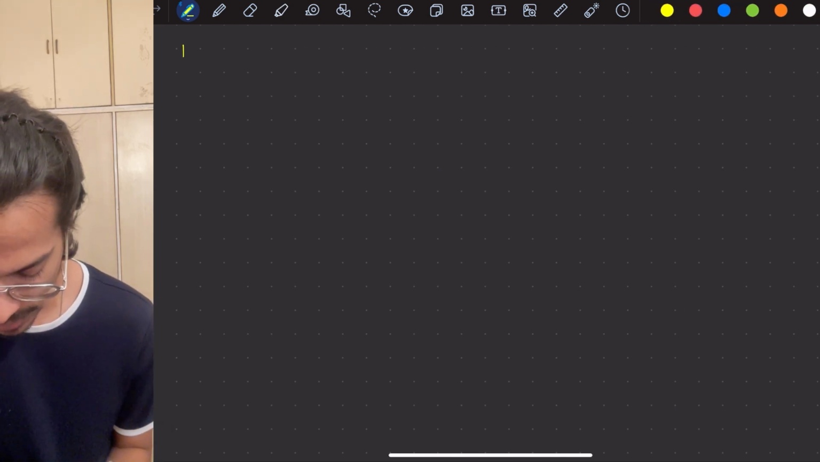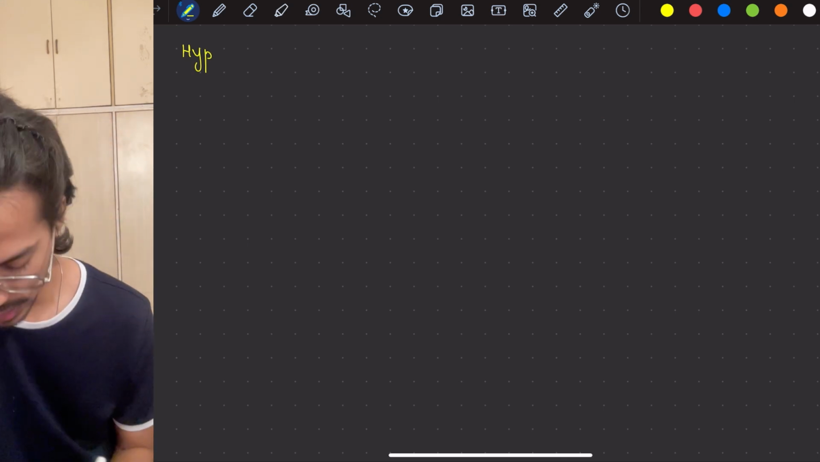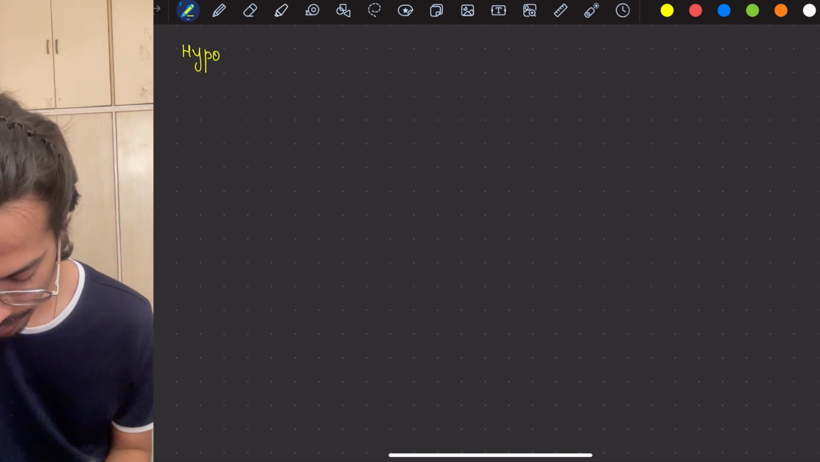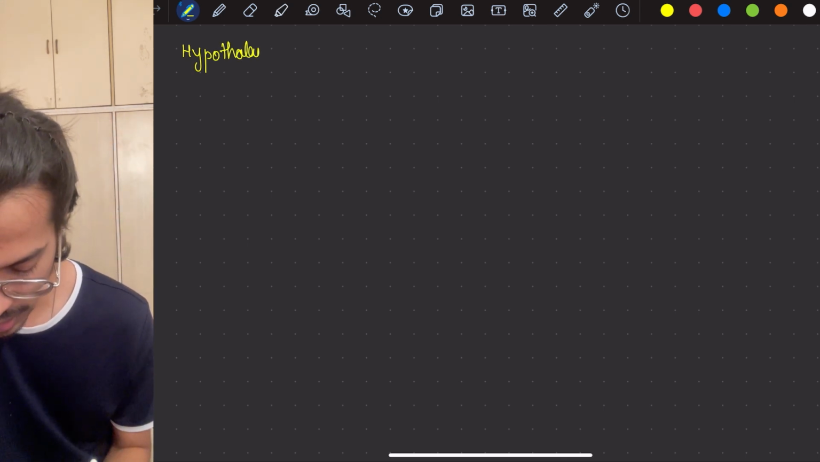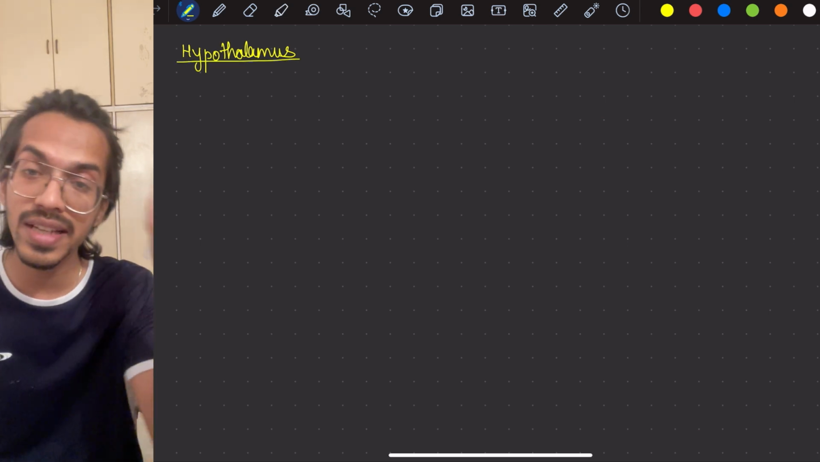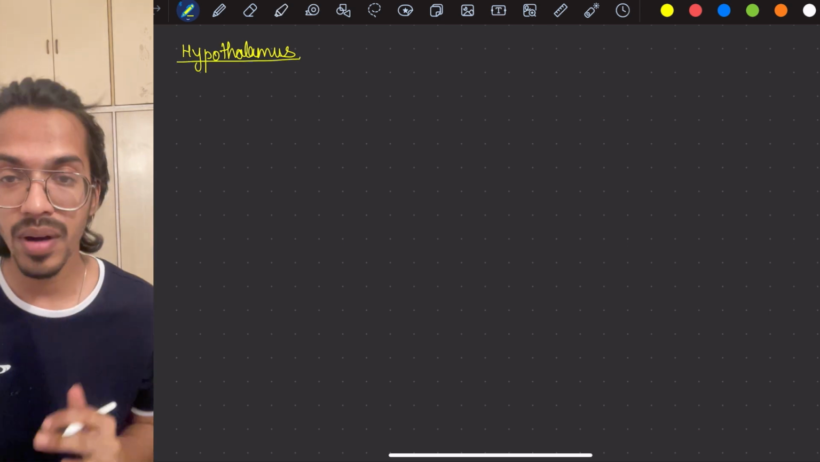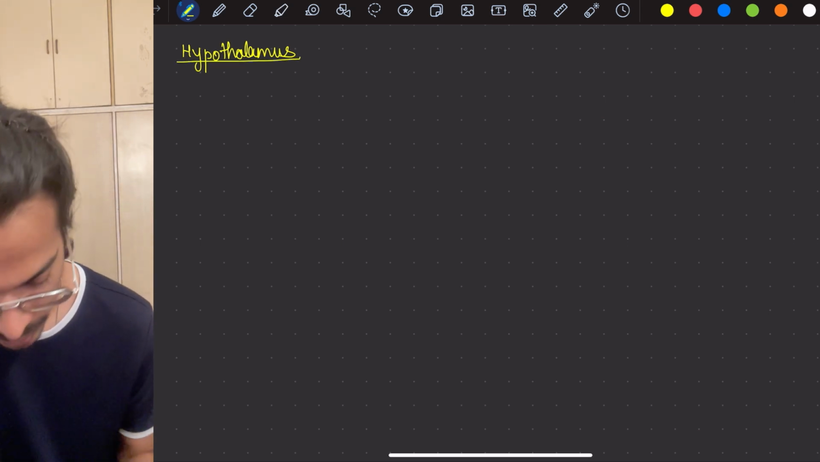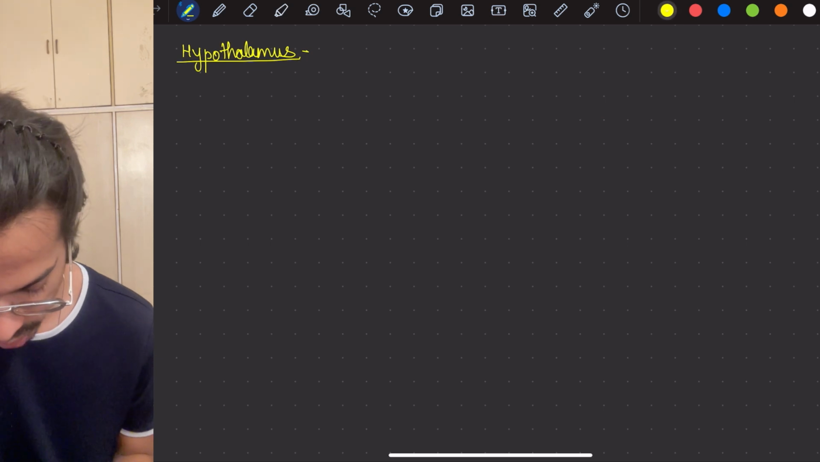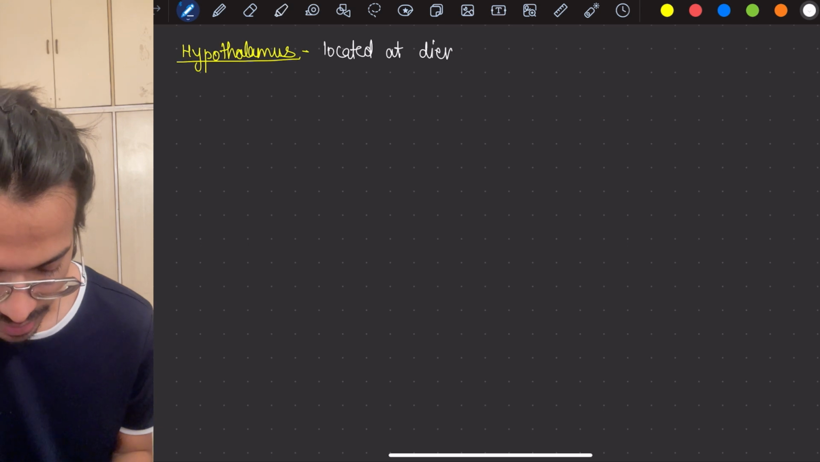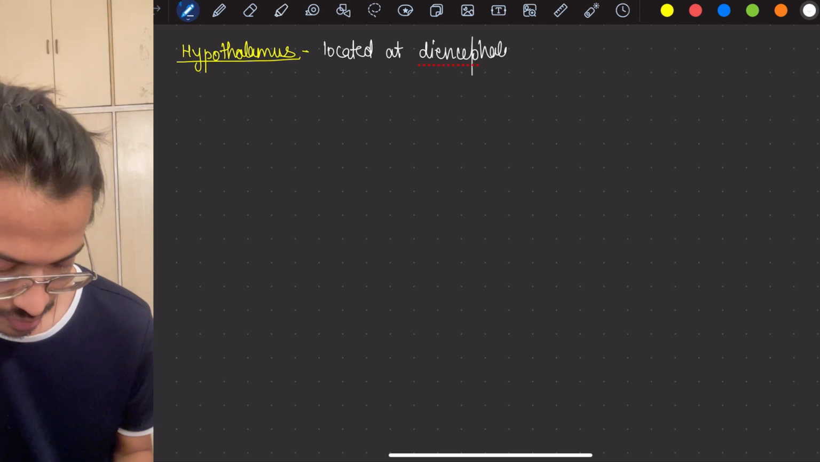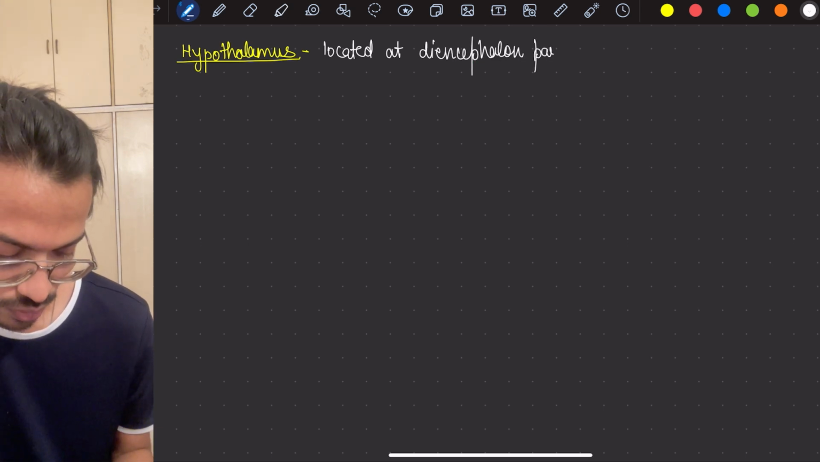So hypothalamus, it is present in the brain. Which part of the brain? The brain has the diencephalon part. So that part is what? Is this. So it is located in the diencephalon part of the forebrain.